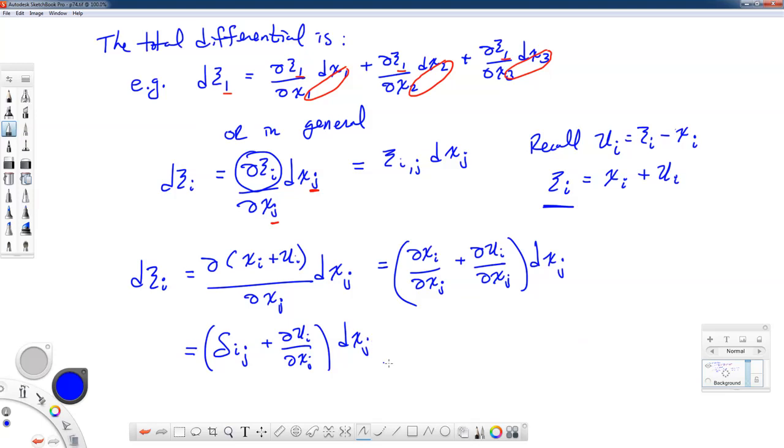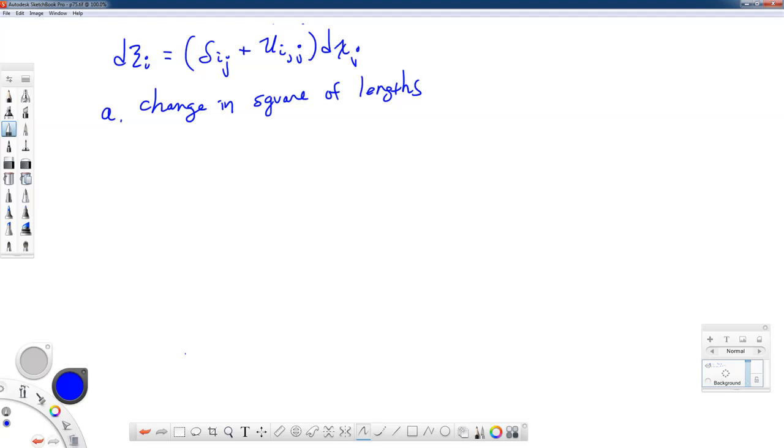dxj out on the side here, or again with our comma notation for partial derivatives, we can write this as Kronecker delta ij plus ui,j dxj. Okay, so again, this is a way to write the total differential. Let's make a little more room. Alright, so we got that up to the side there. We'll keep that in mind for a moment.